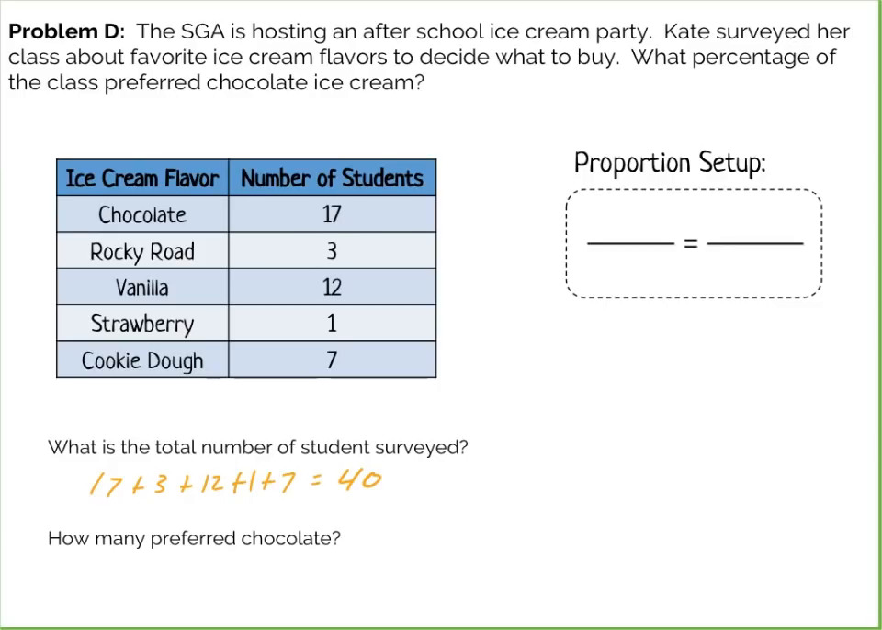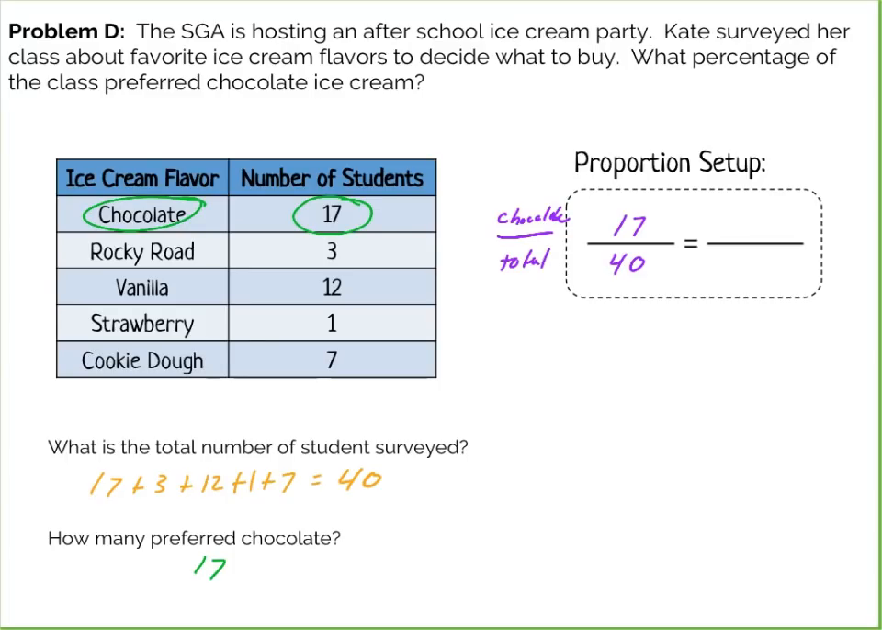Then it says how many students prefer chocolate, so I have to go ahead and take a look, and it says chocolate that there are 17 students that prefer that, so 17 students prefer chocolate. So now knowing that information, let's go ahead and set up our proportion. So we know 17 students like chocolate, and we know that the total number of students is 40, what we just figured out. So we've got chocolate across the top, we've got total number of students across the bottom.